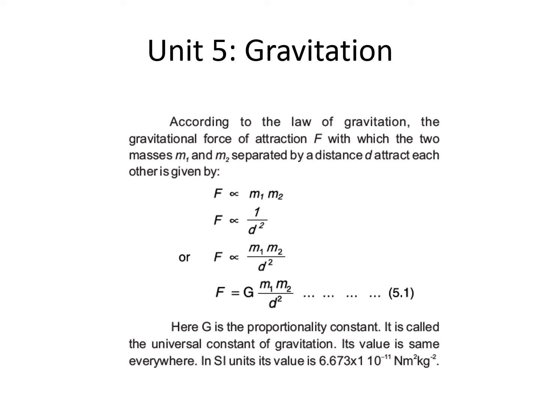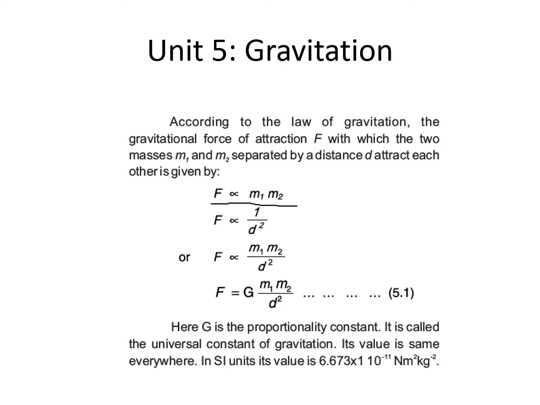According to the law of gravitation, the gravitational force of attraction F with which two masses m1 and m2, separated by a distance d, attract each other is given by this mathematical form of the law of gravitation. There is a force of attraction between the two masses m1 and m2. According to Newton's law, the product of the two masses is directly proportional to the force existing between these two objects. When we talk about the product, it means we are multiplying mass m1 and m2.